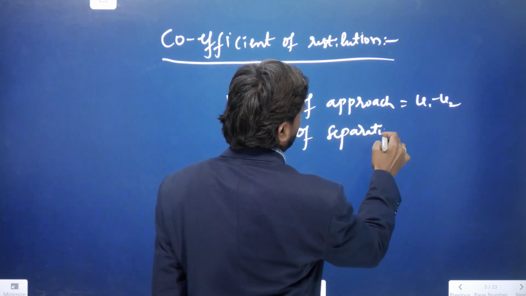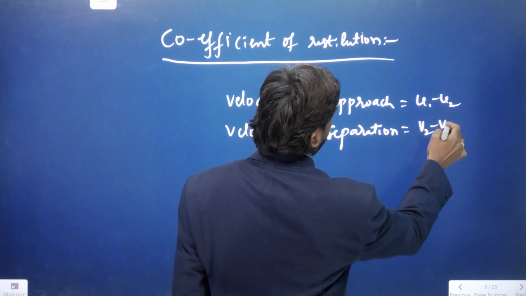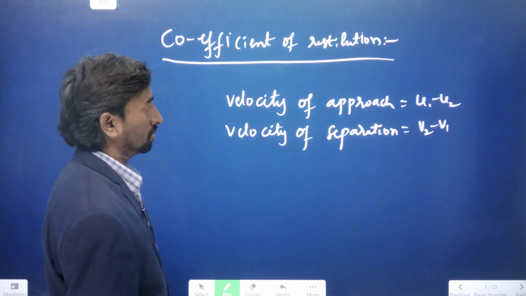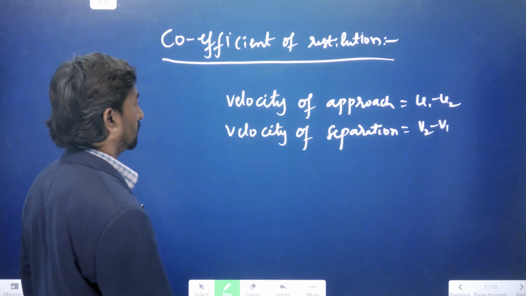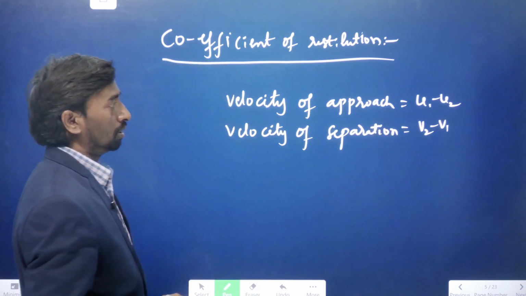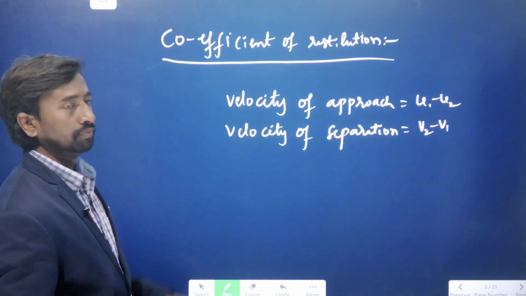So, velocity of separation: what we got there is v2 minus v1. Now here, the coefficient of restitution is nothing but the ratio of the velocity of separation to the velocity of approach of the collided objects.